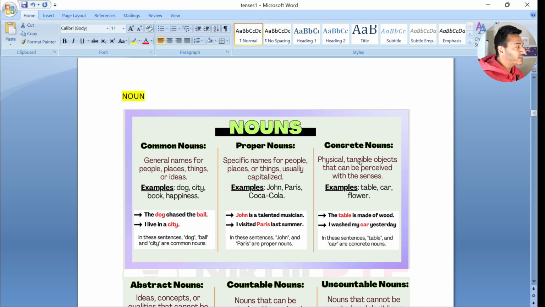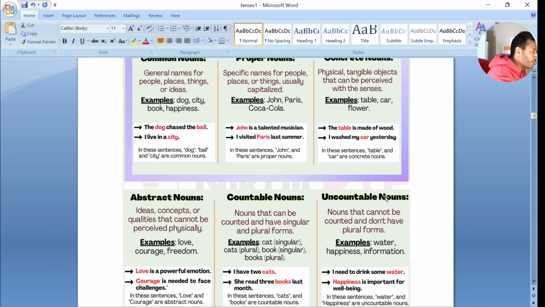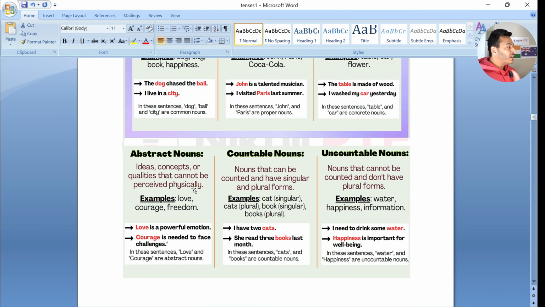Concrete noun: table, car, flower. Physical, tangible objects. These are all examples of concrete nouns. Abstract noun: ideas, concepts or qualities that cannot be perceived physically. We cannot explain physically, like love, courage, freedom. We cannot express physically. We can tell in some words. Countable nouns, as is clear from the name, are nouns that we can count. Like cats, dogs, anything that you can count, that is a countable noun.